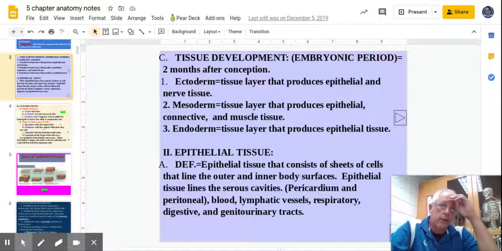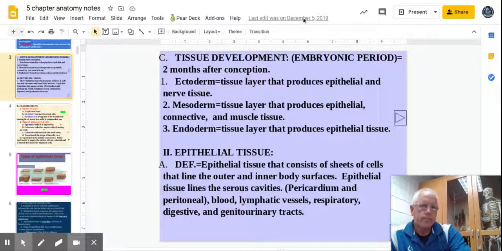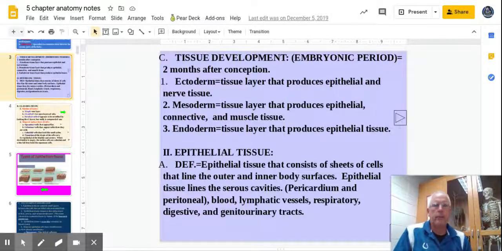Nervous tissue is also in that ectoderm layer. And mesoderm is epithelial, connective, and muscle tissue. So those layers are going to start to develop in the middle. And then the endoderm finishes things out by producing some more epithelial. Okay. So that's basically the embryonic period, that first couple months of development, and then it just progresses from that point on. All right. Hopefully that makes sense.